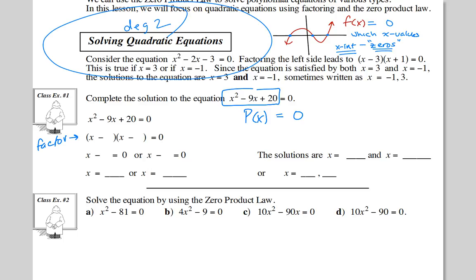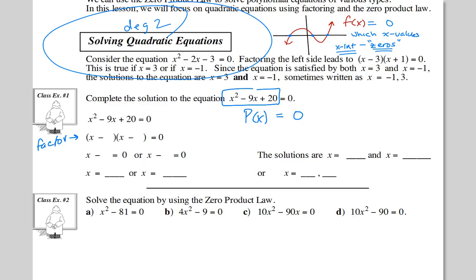Yeah, and for the most part, they're going to give you equations that can be factored so that you can model this process. If you can't factor it, we'll show you other strategies. There's a formula that you can use, and of course you can use technology. Pretty simple.